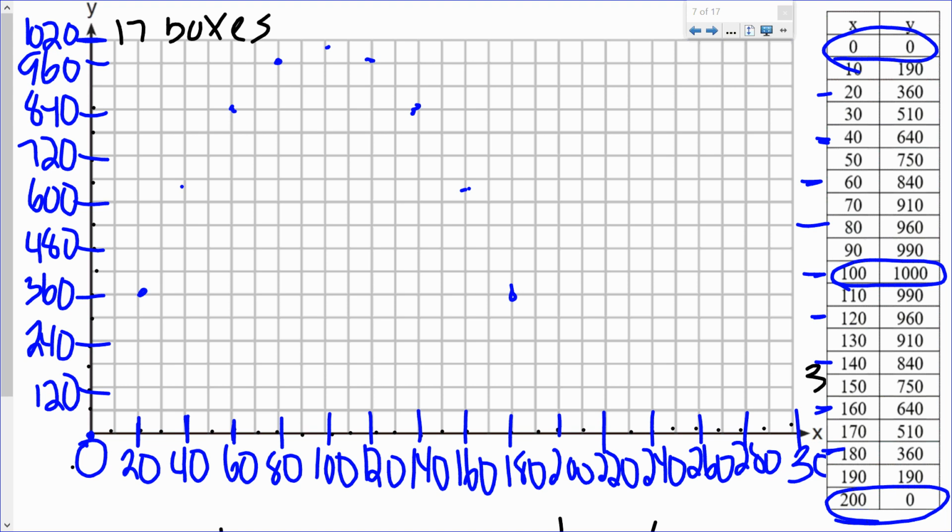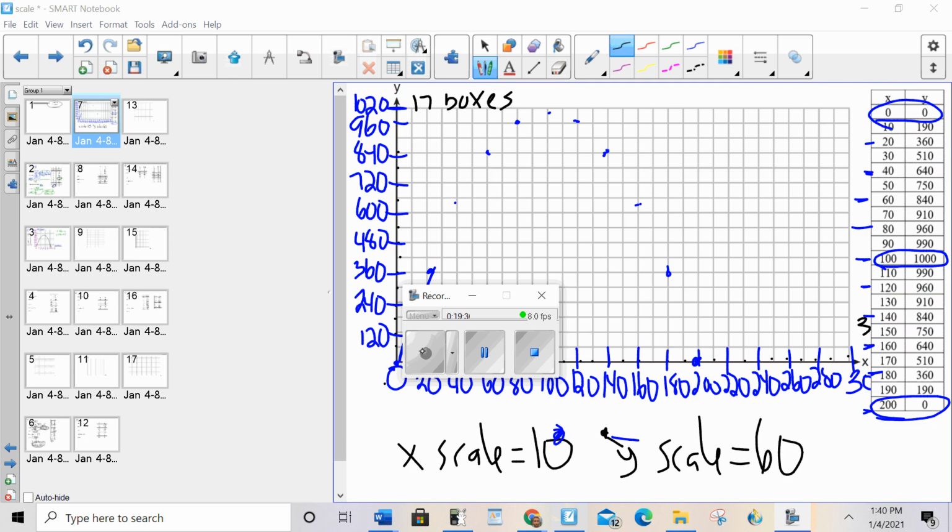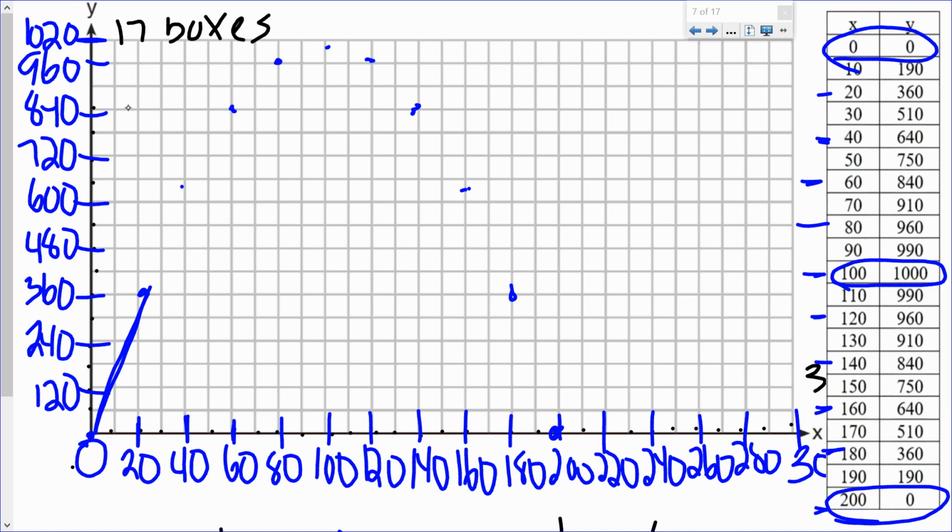And then, oh, now I'm really frozen. Let's try this again. The last point was 200, 0. Not working. Alright, I'm unfrozen, but my pencil isn't working.